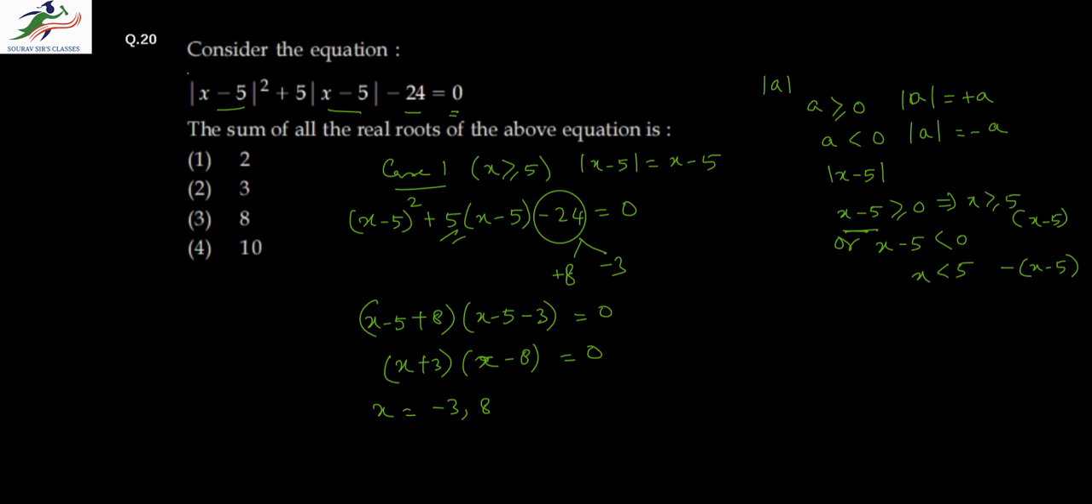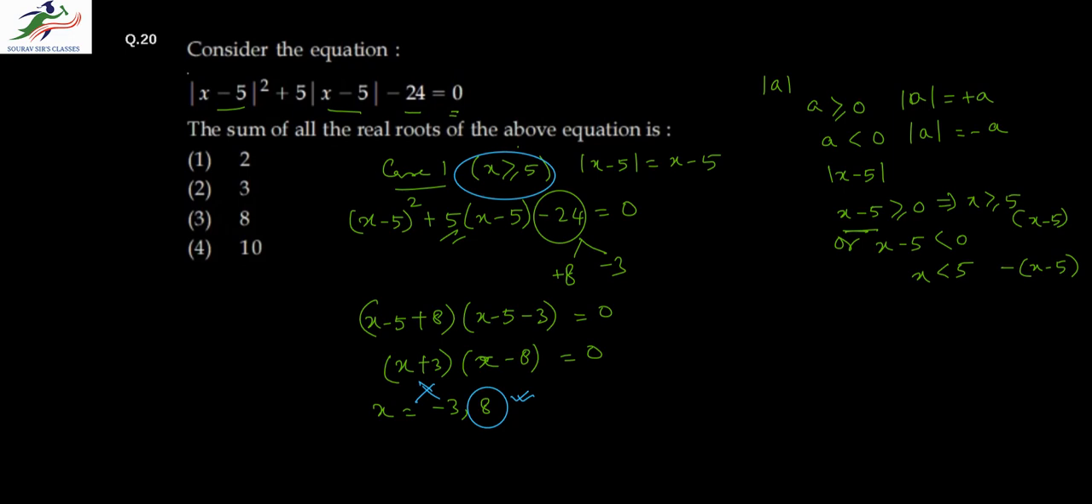Now look at the condition that we considered. x is greater than or equal to 5. This is the assumption that we took. So x greater than or equal to 5 means it can only take the value of 8. It cannot be minus 3 because it will go against the assumption. So this root is not possible in this case, so only x equal to 8 will be valid.